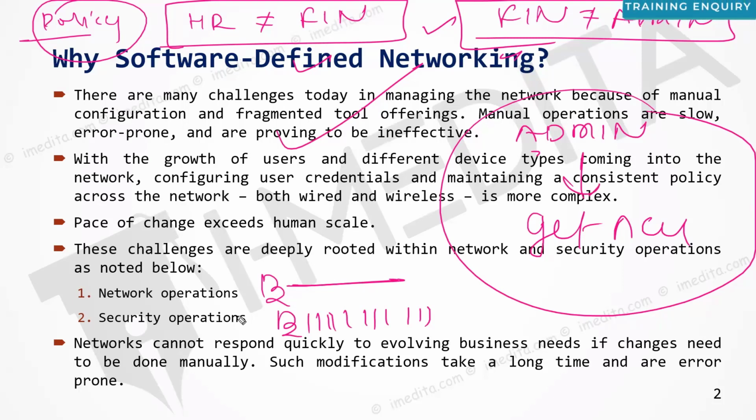We need to create multiple policies, maybe for wired users, wireless users, IoT devices, and HR, finance, and admin departments. We have to make sure those policies get applied for both wired and wireless users. So configuring the user credentials and maintaining consistent policy across the network for both wired and wireless users is getting more and more complex. The number of users and the number of different types of users are growing significantly.